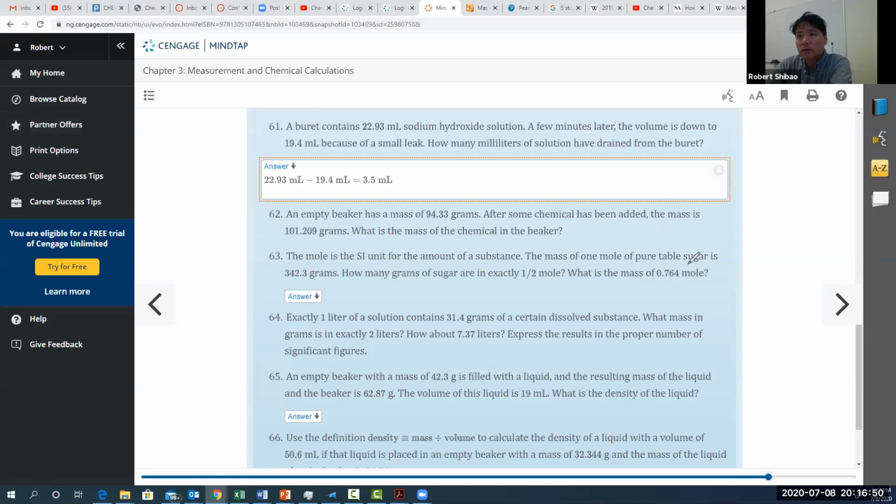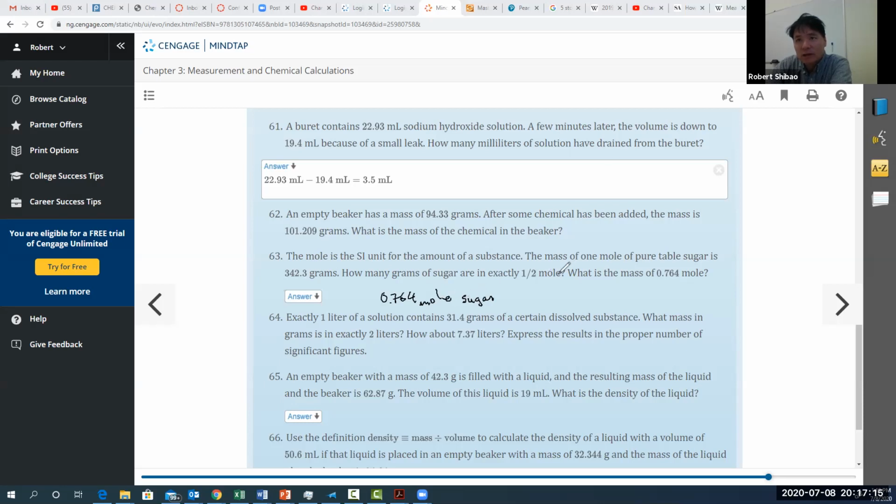But let's take a look at this. Here's where we have to get into this composite unit. This is 0.764 moles. Moles we're going to get more familiar with as we go along, but don't worry about it right now. You might already know what a mole is, but what we have to do is say it's moles of sugar.